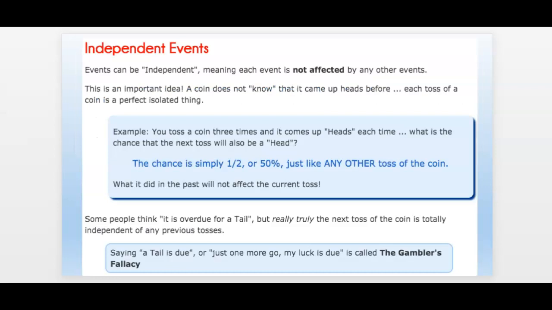Guys, again, independence: each event is not affected by some other event. Like when you toss a coin, the second toss of the coin is not affected by the first toss. If you throw 4 heads in a row, that doesn't mean that the next one is going to be tails. The probability is always 50-50 when you throw a coin in the air.